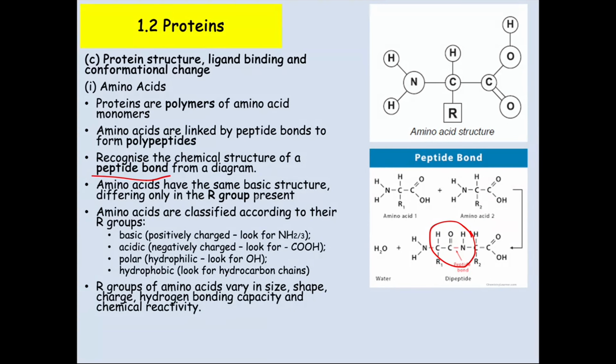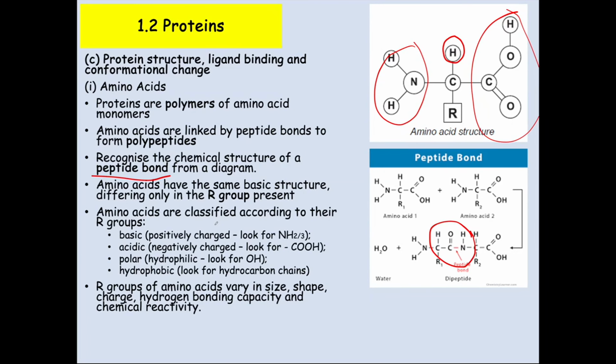Amino acids have the same basic structure, differing only in the R group that's present. Again, we can see our amine group there, our carboxyl group here, and our hydrogen here, and then the R group is whatever is opposite that hydrogen. Just be conscious that sometimes the R groups can be carboxyl or amine, so make sure you look at the structure properly and recognize the carboxyl and amine being across from each other, and the hydrogen being across from the R group.